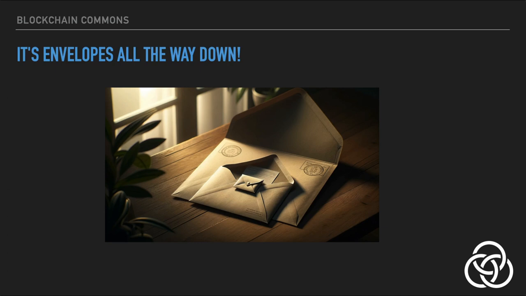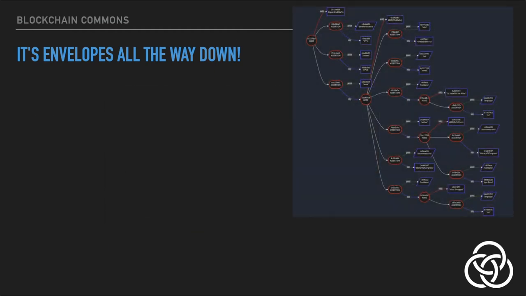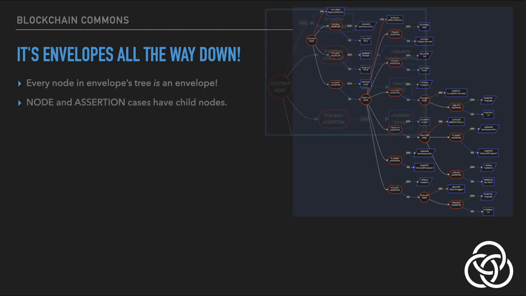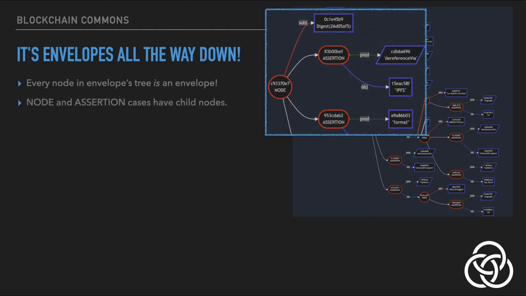We like to say that it's envelopes all the way down. Envelopes containing envelopes containing envelopes. How does that actually look? Here's an envelope tree. You can see it has a single root, and the internal nodes are red. They are nodes that have one or more child nodes, and then the leaf nodes are blue. Every node in an envelope's tree is itself an envelope. What do I mean by that? Well, it's one of those 8 cases I mentioned. A node and assertion cases have child nodes.